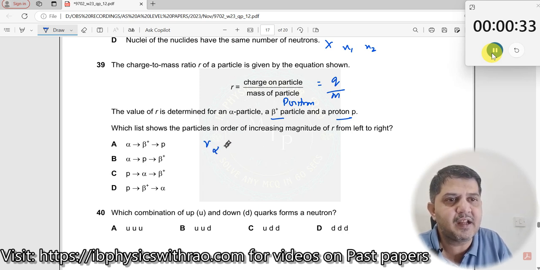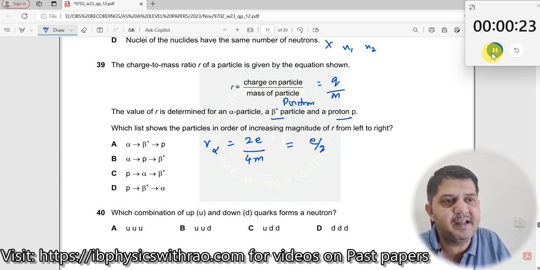First, let me find R alpha. What is R alpha? It has two protons and two neutrons. Total number of particles here is 4 mass. So it should be 2e by 4m, that is e by 2m here.